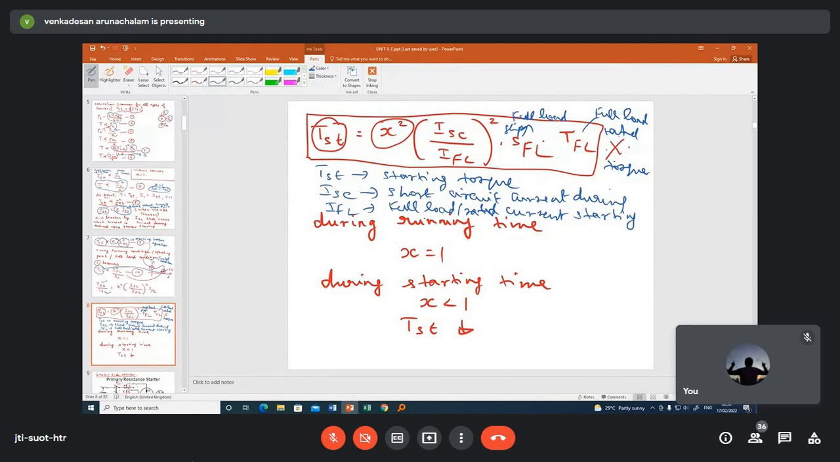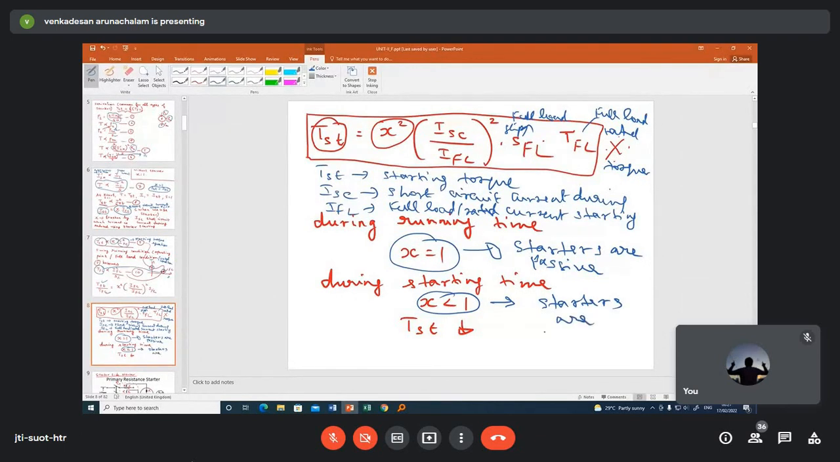During running time, X becomes 1. So in this mode, starters are passive. During starting time, X is the fraction by which the current is reduced. Always X will be less than 1. So during this time, starters are active.